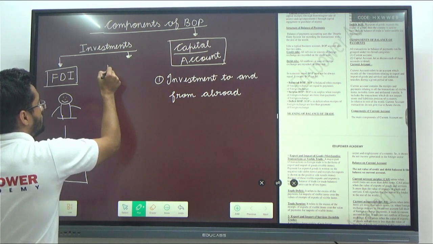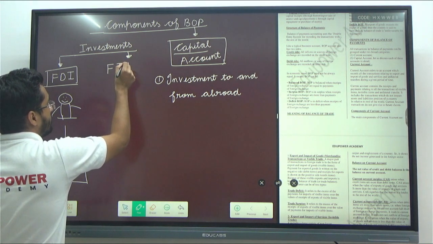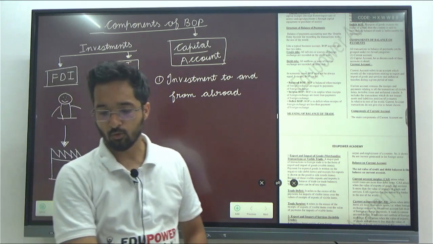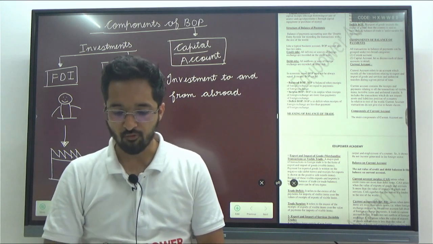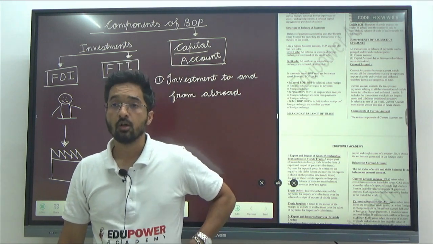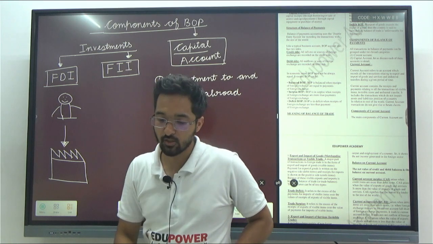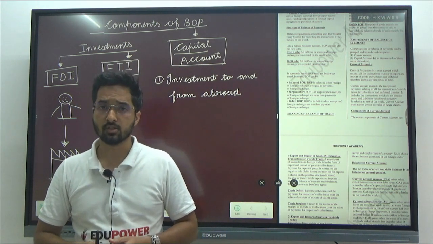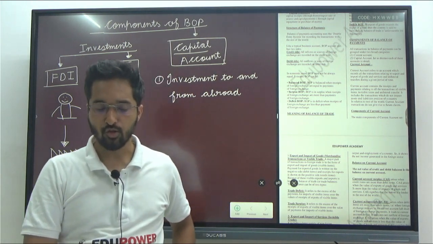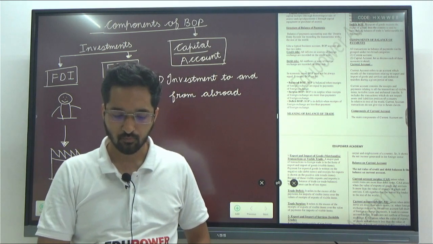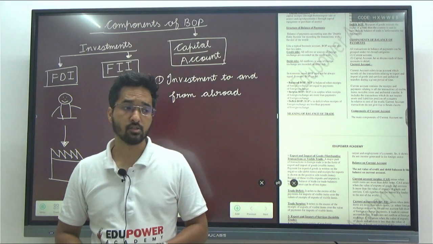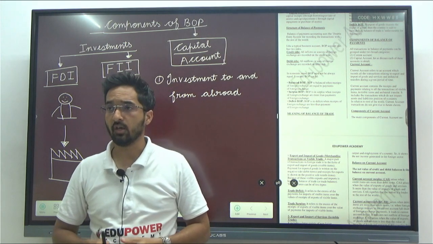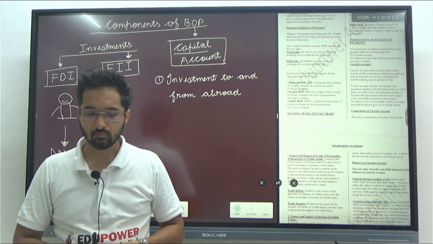If you want to note FDI, you can make a note of the definition. FDI is investment in assets giving direct control to the investor, generally more than 10%, and FDI is long term.